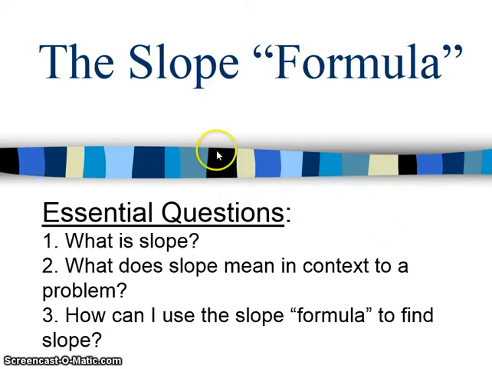In this lesson you are going to learn a slope formula that can help you calculate slope. So our essential questions today are to review what is slope, to continue to be able to describe what slope means in context to a problem, but to add how we can use the slope formula to find slope. And the slope formula is something that you are going to need to memorize in order to be able to use it. So I need you to work on memorizing what the slope formula says.